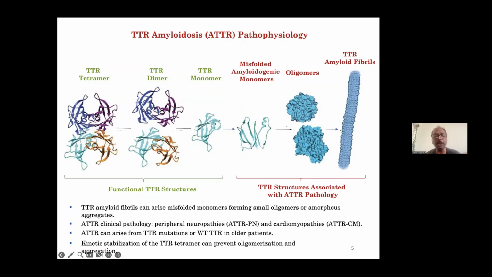But for some reason, due to age or due to genetic modification, once this monomer is formed, it no longer goes back to a dimer, but it misfolds. When the misfolding happens, it forms oligomers, and these oligomers keep on forming one after the other, and form the amyloid fibrils. This is the cause of polyneuropathy and cardiomyopathy. So kinetic stabilization of the TTR tetramer complex can prevent the misfolding of proteins and thereby prevent TTR amyloidosis.